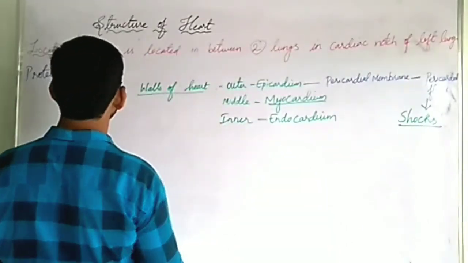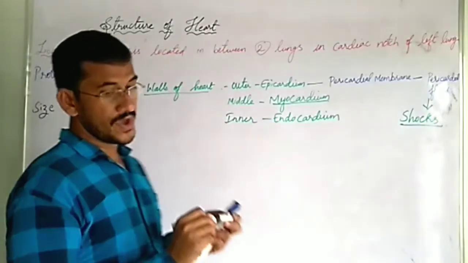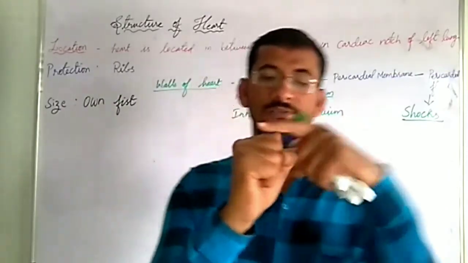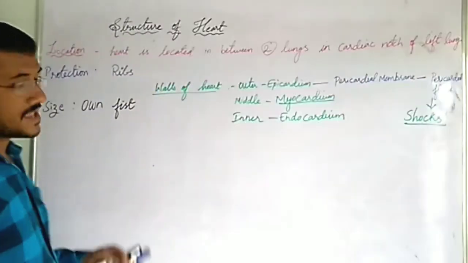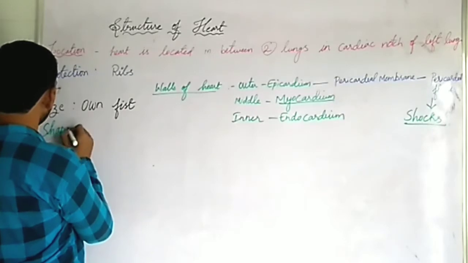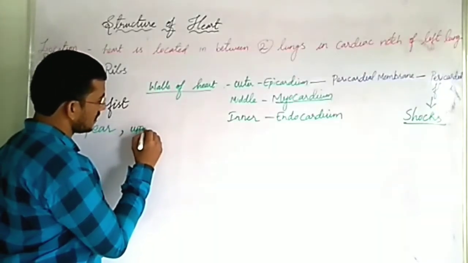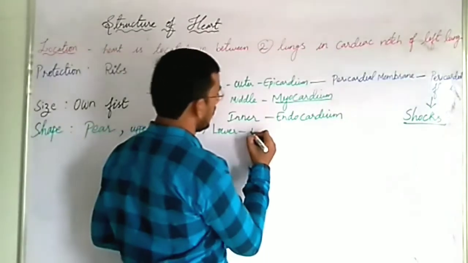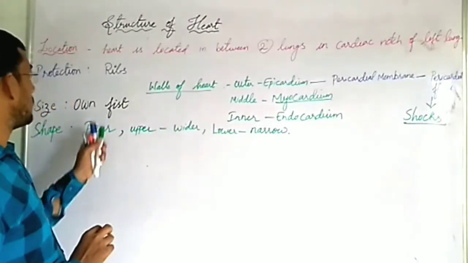Now the size of the heart. What is the size of the heart? The size of our heart is our own fist. So this is the size of my heart, because this is my fist. The next one is shape. Our heart is a pear shaped structure. The upper or anterior side is wider and the lower side is narrow, so triangular in outline. Pear shaped structure.